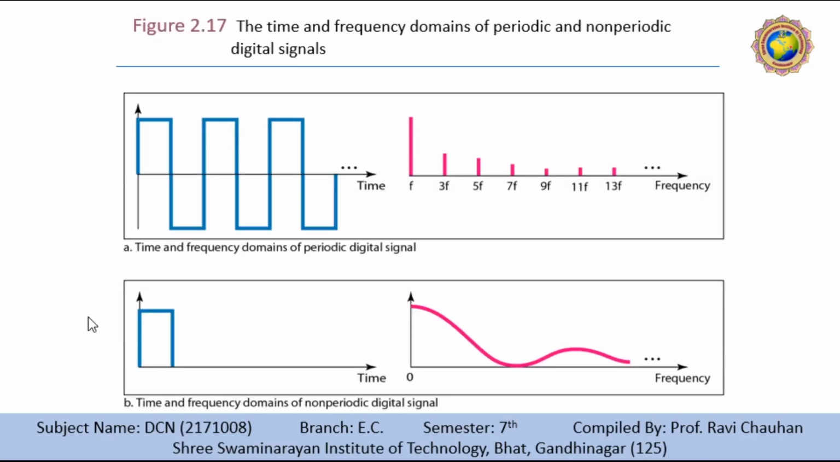A particular figure shows the periodic and the non-periodic digital signals and their bandwidth. Note that both bandwidths are infinite, but the periodic signal has discrete frequencies while the non-periodic signal has continuous frequencies. Fine. So if it is discrete, it is periodic; if it is continuous, it is non-periodic.